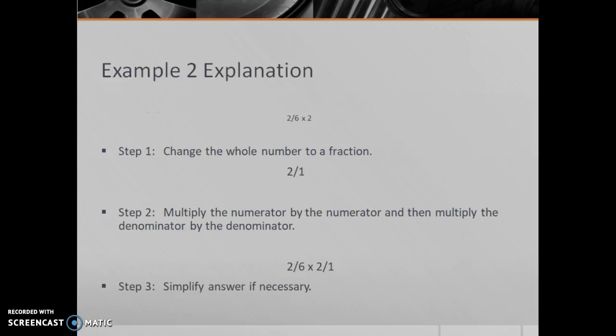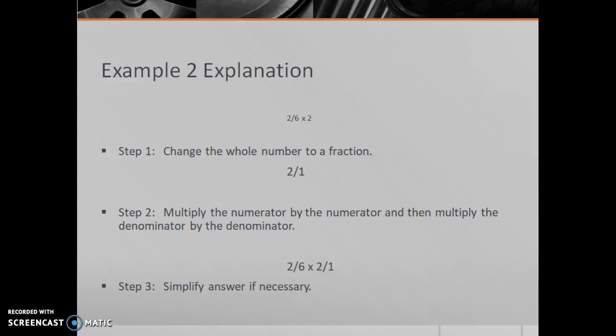Okay, so let's go ahead and look at our explanation here. We have 2/6 times 2. The first step that we should take is to change the whole number to a fraction. So again, I want that 2 to stay 2, so I want its value to stay the same. I'm just going to place it over 1, so I have 2 over 1.